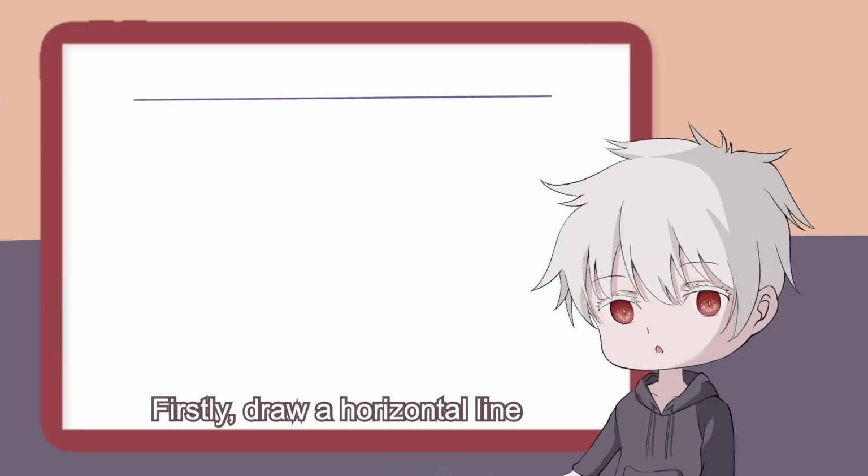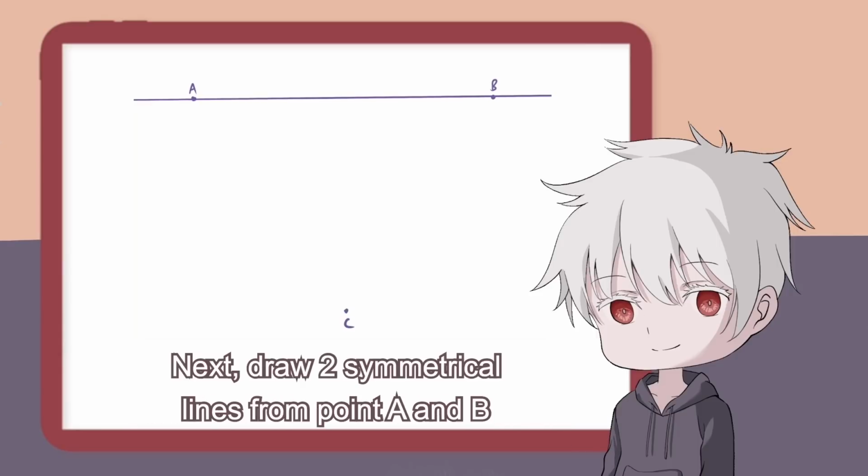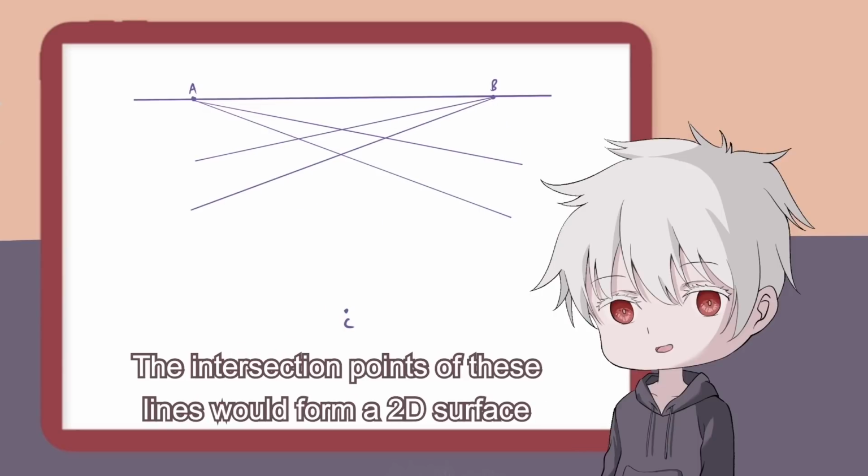Firstly, draw a horizontal line. Then, put a vanishing point on the left and another on the right, and the last one at the bottom. Next, draw 2 symmetrical lines from point A and B. The intersection points of these lines will form a 2D surface.